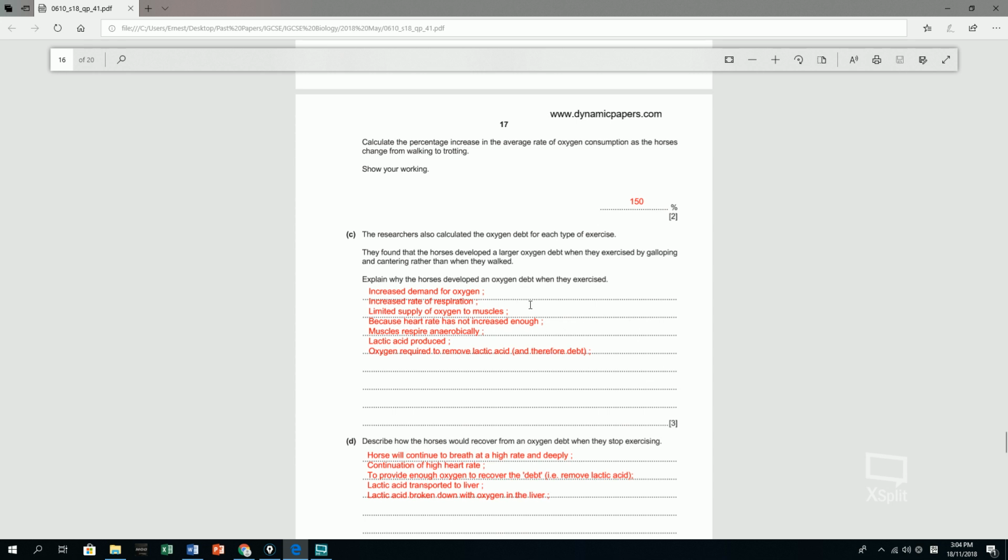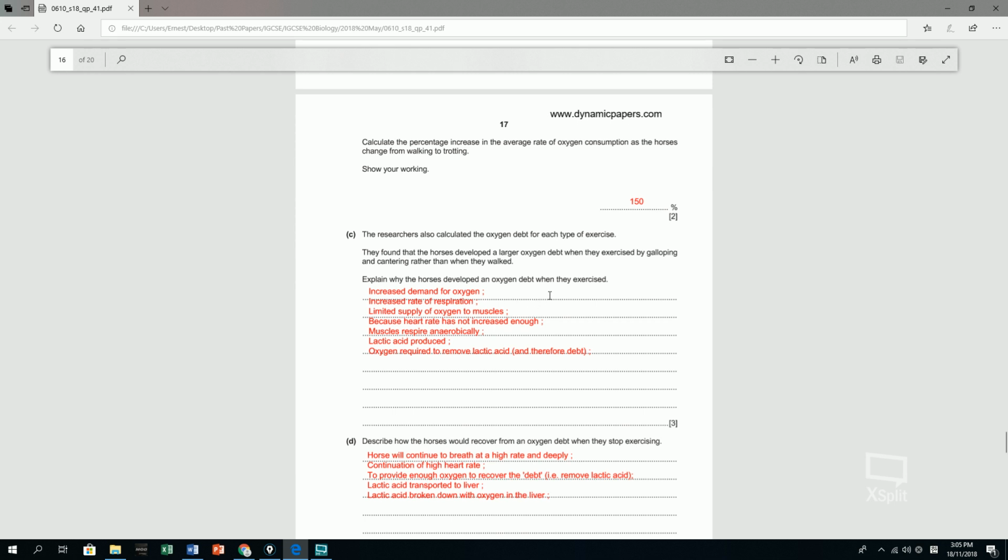At some point, there may be limited supply of oxygen to the muscles, because the heart rate hasn't increased enough to provide sufficient oxygen for the muscles that desperately need oxygen to respire. So the amount of oxygen that is required by the muscles is more than what the body can give it, okay? Because the heart rate is gradually increasing, and initially it's not fast enough. So the muscles are forced to respire anaerobically in the absence of oxygen, and you get lactic acid being formed.